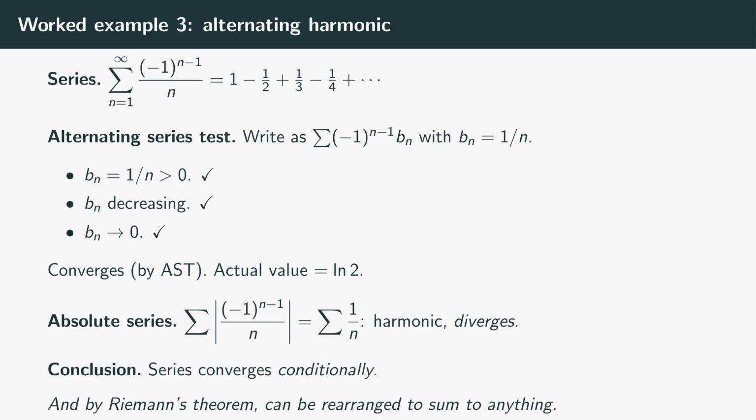Third worked example, and a great one, the alternating harmonic series. The sum from n equals 1 to infinity of -1 to the n minus 1 over n equals 1 minus 1/2 plus 1/3 minus 1/4 plus 1/5, and so on. Apply the alternating series test.